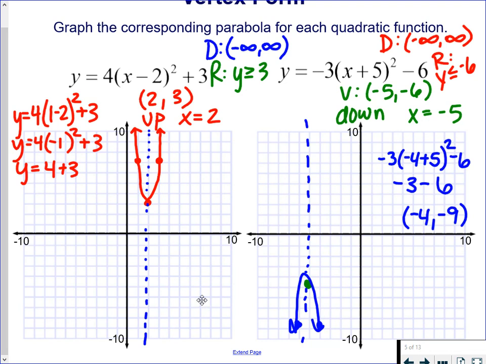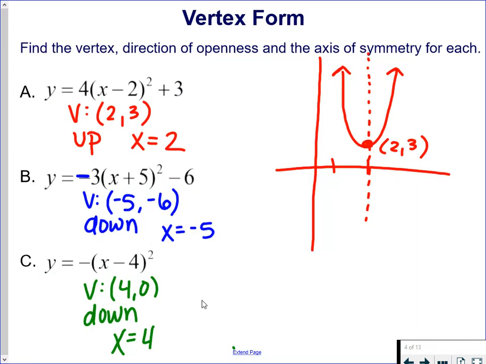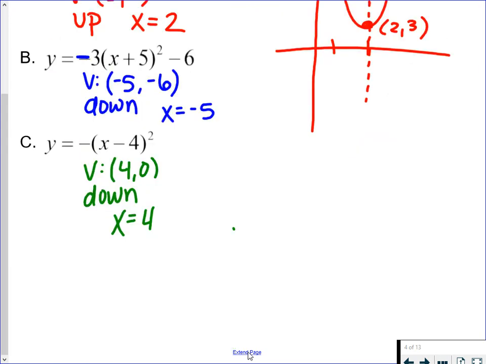Any questions on how to graph using the vertex form by hand so far? Okay, we had one more that we did. Well, I thought we did. C, go ahead and graph C that we did. You've already done the information on it. Now graph it.